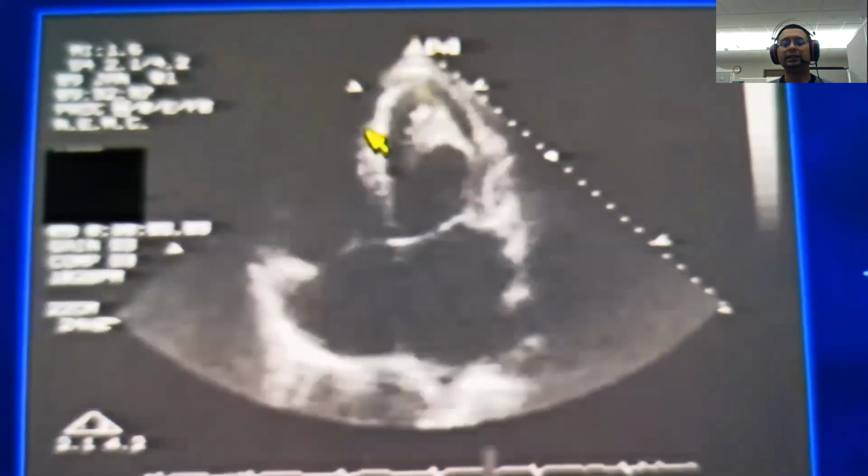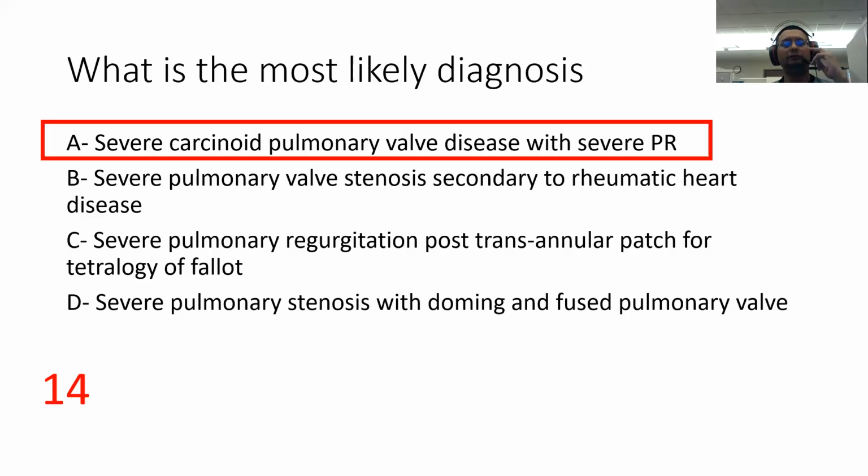I have one question. Carcinoid pulmonary valve means the pulmonary valve has carcinoid, is it? No, they just mean that when you have carcinoid disease, you have the secretion of a hormone, right? The 5-hydroxytryptamine. That hormone is the one that causes changes in the leaflet. Oh.